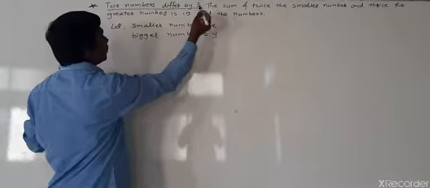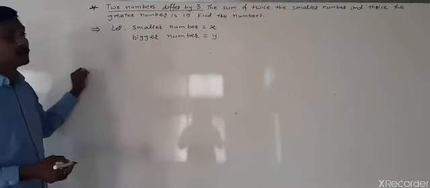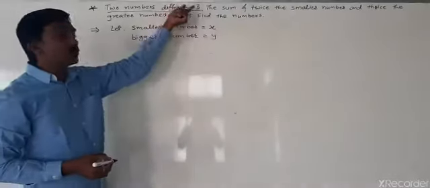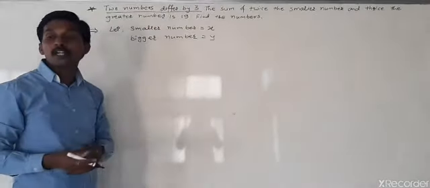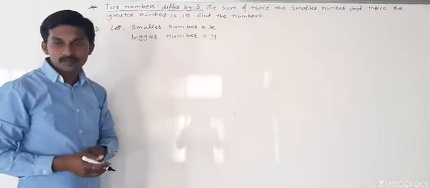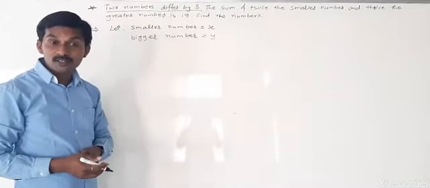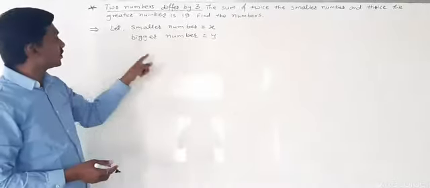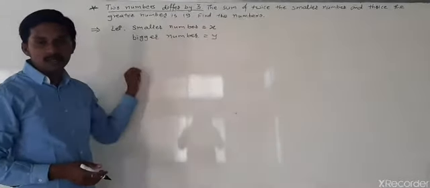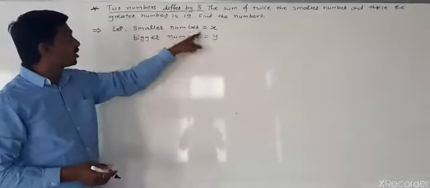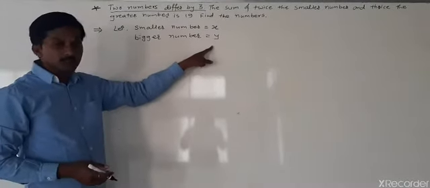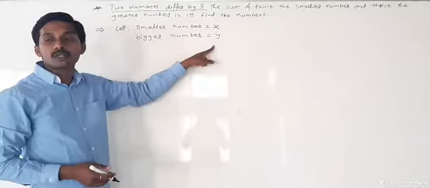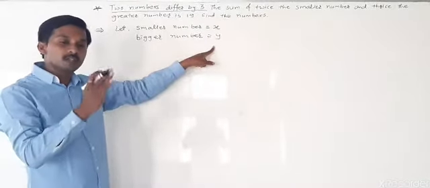information given in the question: two numbers differ by 3. It means the difference between the two numbers is 3. And all of you know how to take the difference: bigger number minus smaller number is equal to 3. If you write x minus y is equal to 3, that is wrong, because x is the smaller number and y is the bigger number, and when we find the difference, we have to subtract the smaller number from the bigger one.